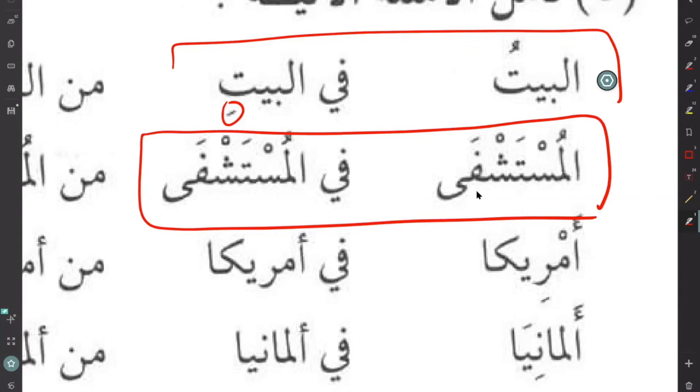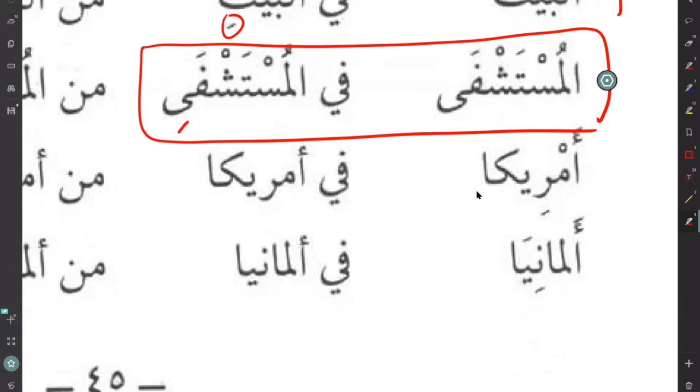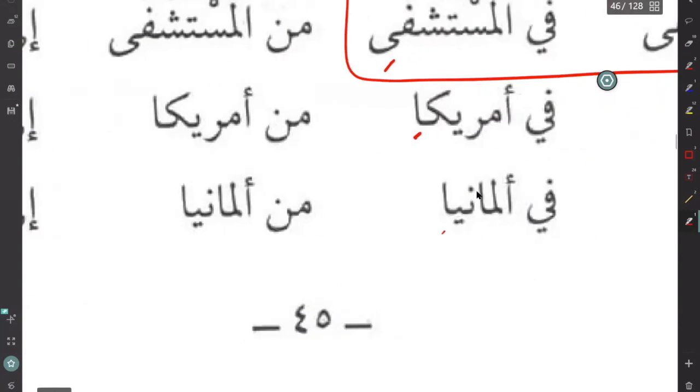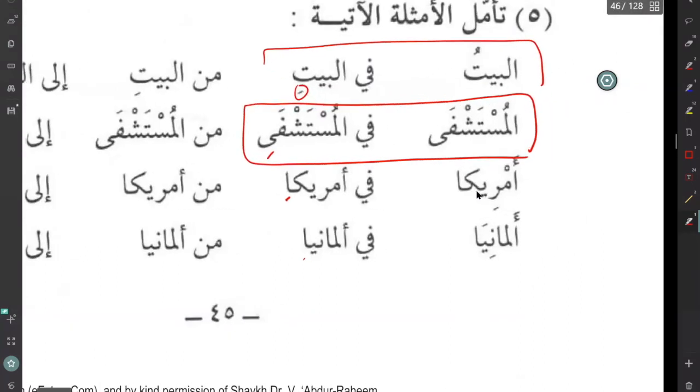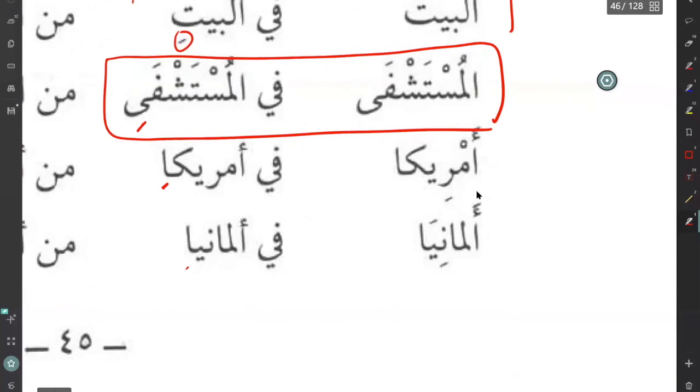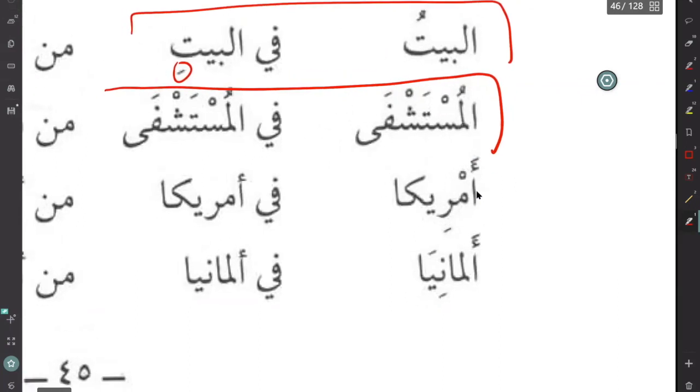Al-mustashfa, fil mustashfa. There's no kasra here. Amrika, fi Amrika. Where's the kasra? Almania, fi Almania. No kasra. What's going on? So basically what they're showing you is this interesting concept. I have 10 minutes, maybe I can quickly explain to you.